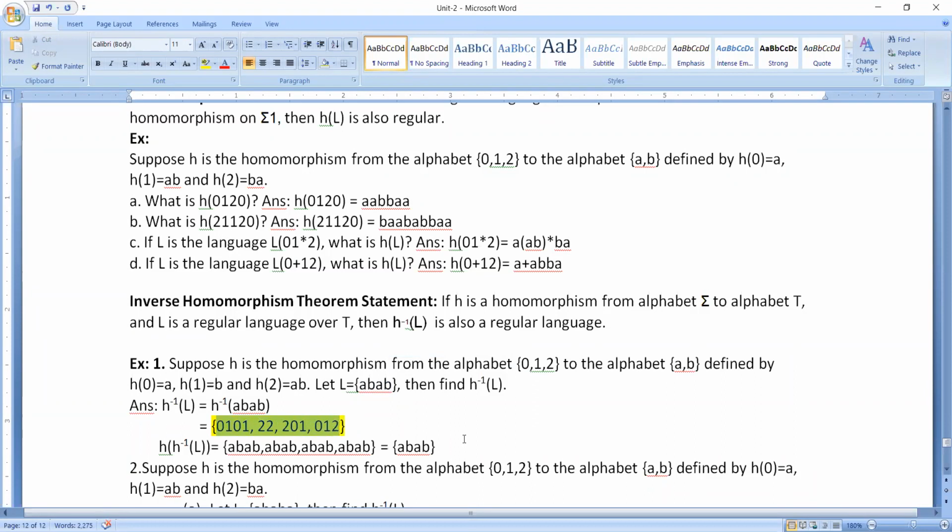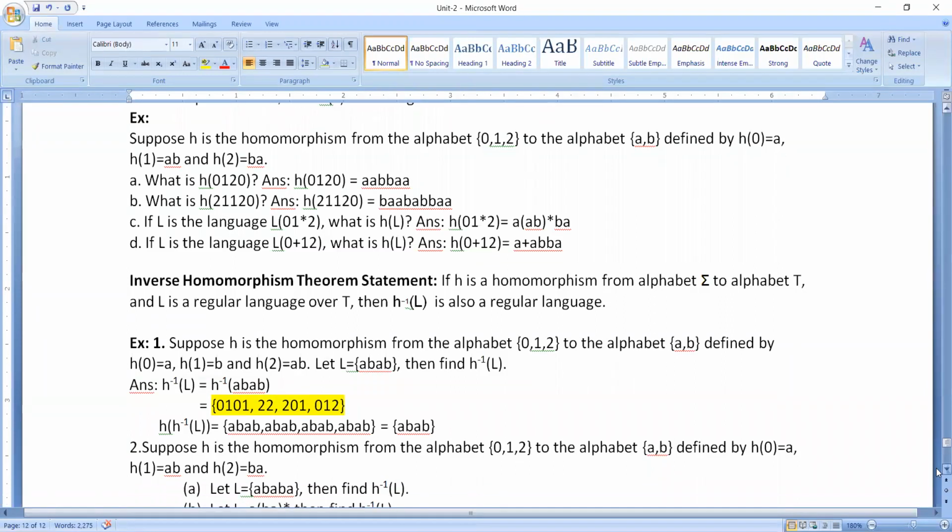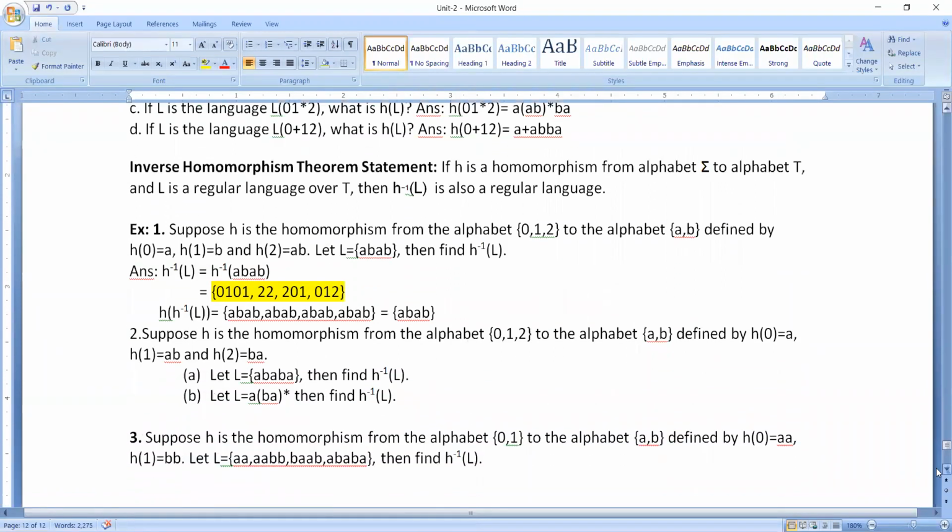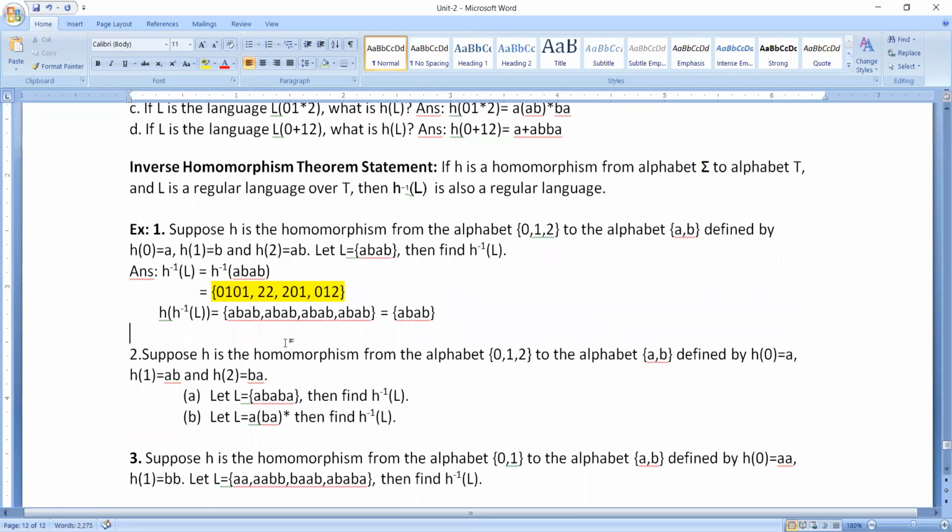So like this, we are going to find the inverse homomorphism. This is one simple example, and let's go and try to work it out on other examples also. Now let's take a second example.